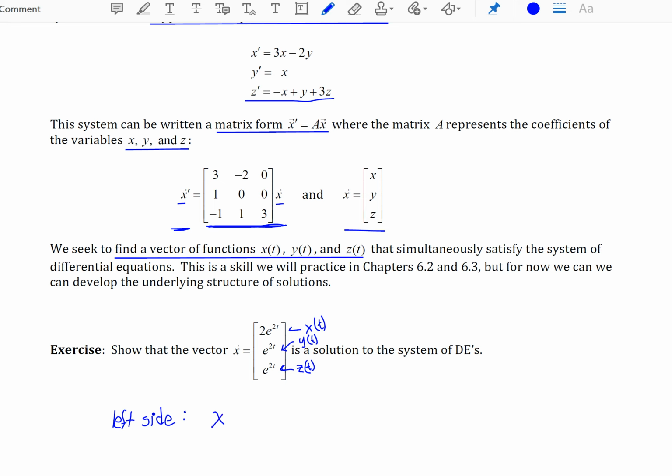On the left side, we want to find the derivative of our x vector. This would be the same as finding the derivative of x of t, y of t, z of t. And we can just take the derivative of this vector. The derivative of 2e to the 2t is 4e to the 2t. The derivative of e to the 2t is 2e to the 2t. And the derivative of the third component, z of t, is 2e to the 2t.